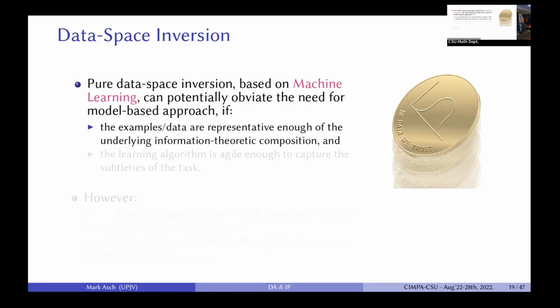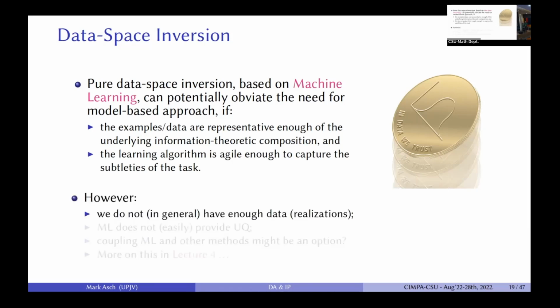This is valid, this is possible if the examples or the data are representative enough of the underlying information theoretic composition. Now, they have to capture all the information in the system, and the learning algorithm has to be quick enough to capture all the subtlety. And the problem is, you see this, in the United States, they say, in God we trust. Yeah, in data we trust. If you want to believe blindly in the data, maybe it would work.